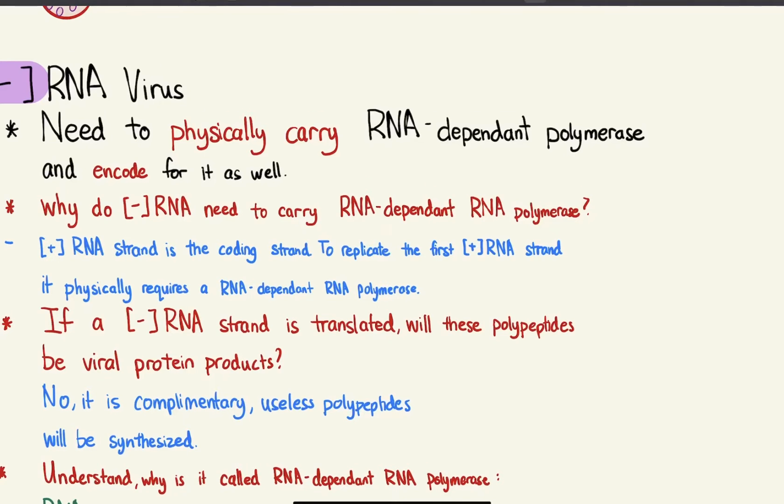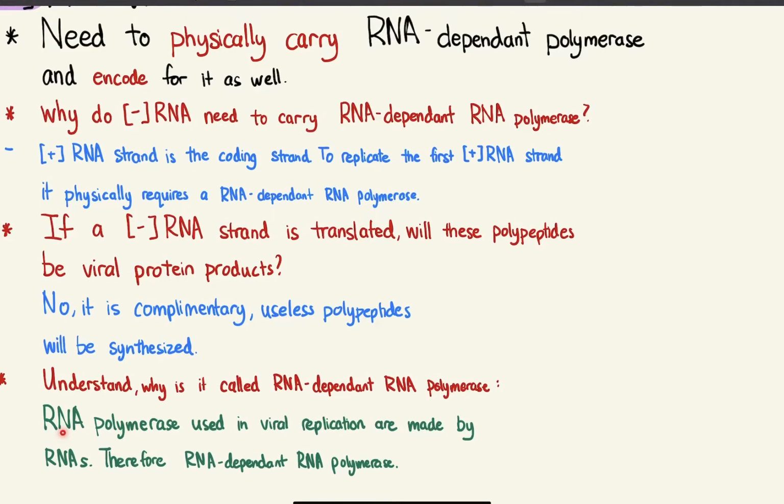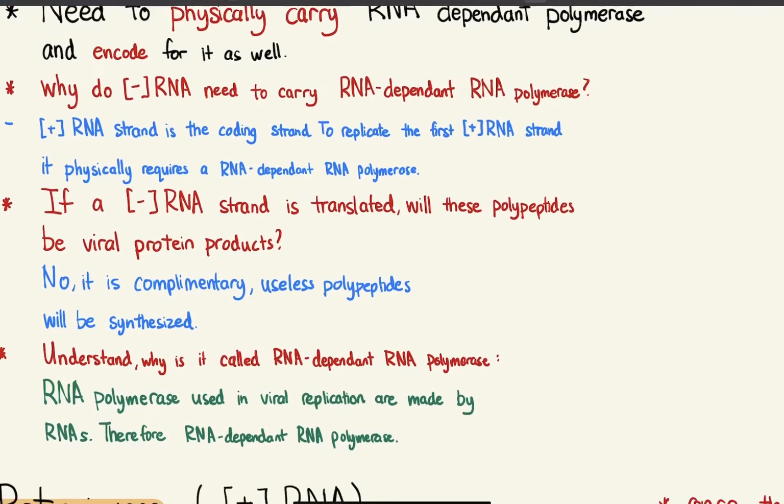Understand why it is called RNA-dependent RNA polymerase. We also talked about that, surprisingly. Well, these are my notes, but still. RNA polymerases used in viral replication are made by RNAs. Therefore, RNA-dependent RNA polymerase. So whenever you see RNA-dependent, just understand that the RNA polymerase is being derived from the RNA itself. So therefore, it's dependent on the RNA.